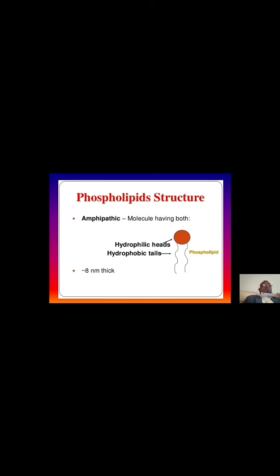What are phospholipids actually? There are two parts of the phospholipids, and they are attached in the membrane. One end, the head, is hydrophilic, and the other, the tail, is hydrophobic in nature.